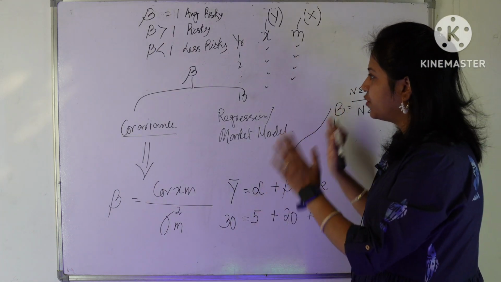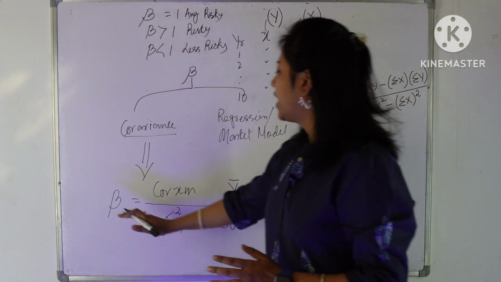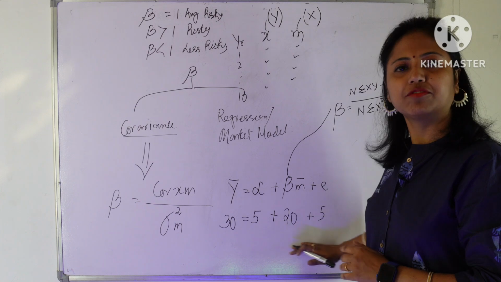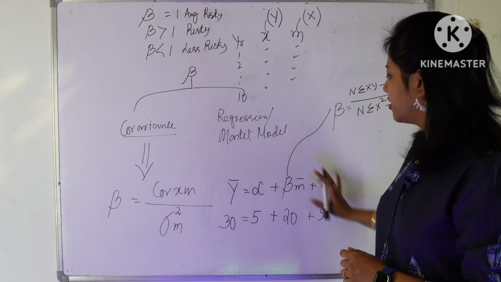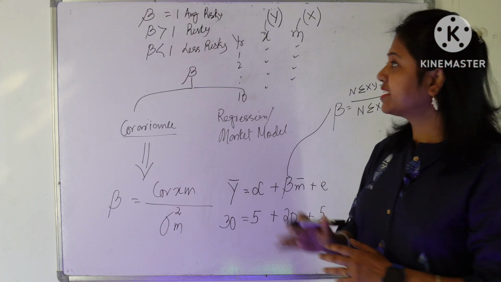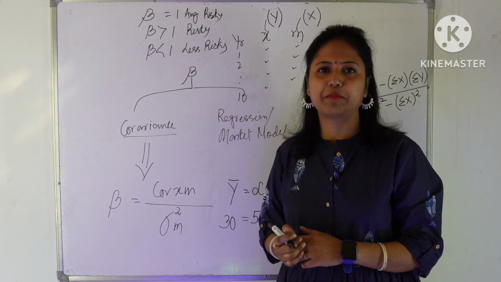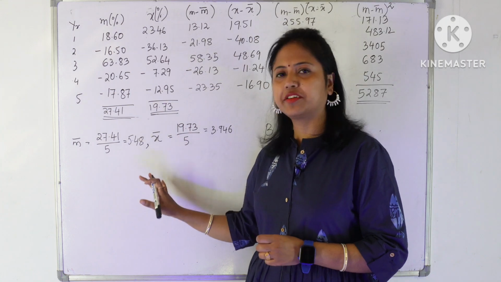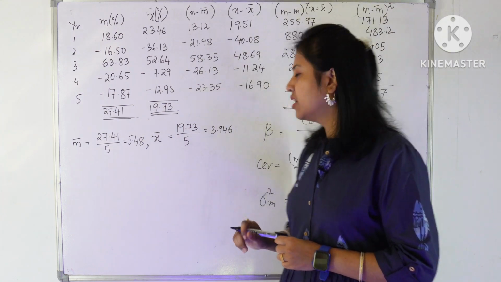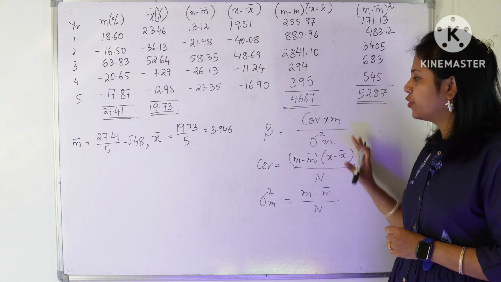So friends, if you have to calculate beta, you have this method. You also have this method. Under covariance, this formula. Beta under regression, this formula. So let's get started to solve beta with the help of an example. I have a problem in front of you to understand how to calculate beta with the covariance method.